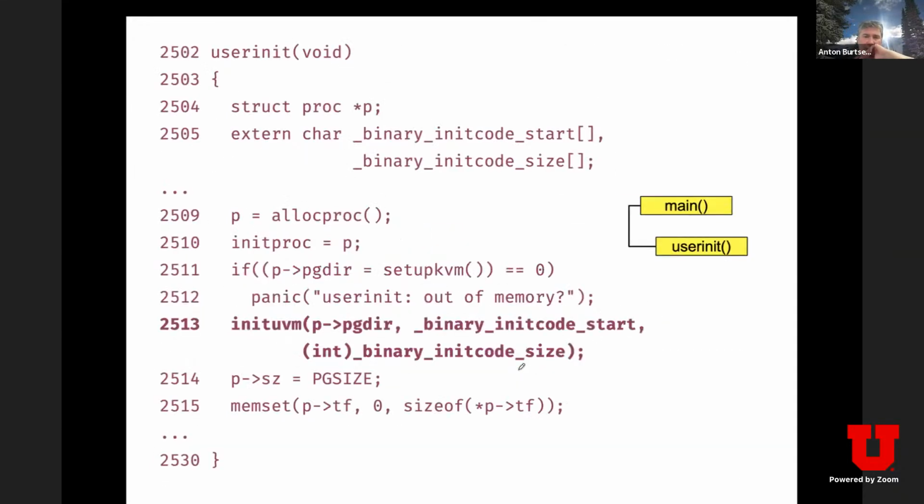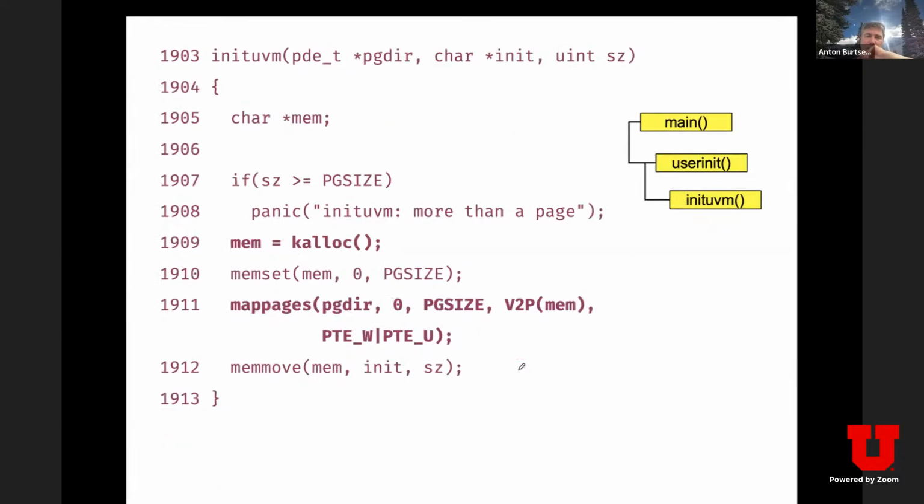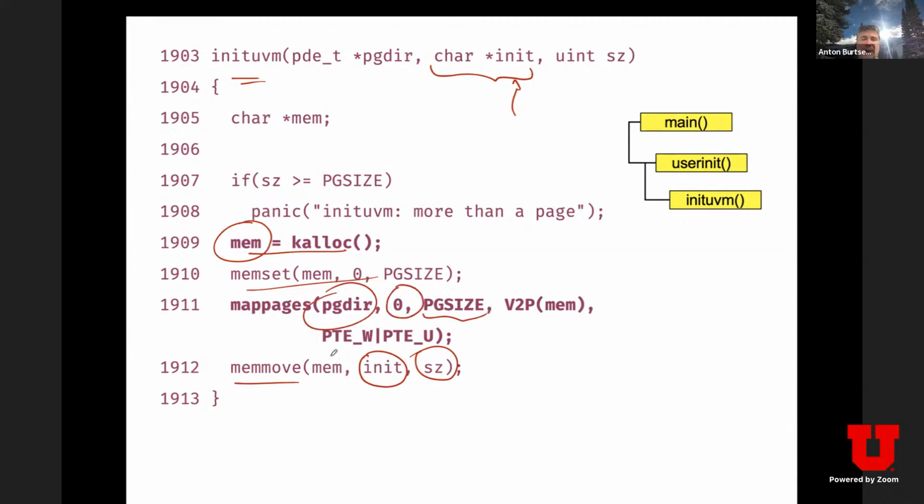Internally, init UVM just uses one page. It allocates the page, and since the init code is passed as an argument, init here, it will use it to do this memmove function from init to the size. Whatever the assembly code is pointed by the init pointer, it allocates a page, sets it to 0, maps it in a page table with address 0 and size page size. It's writable and user accessible because you have to run it. And then you simply copy this assembly code into address 0.